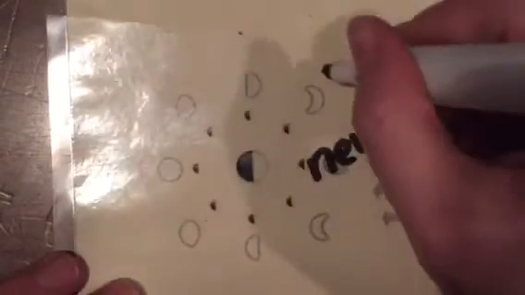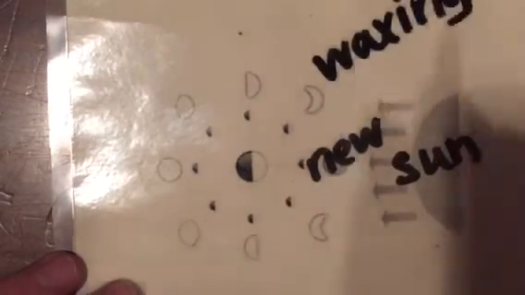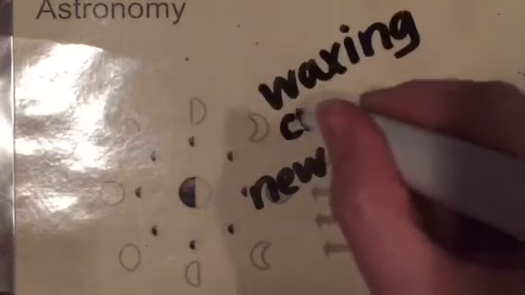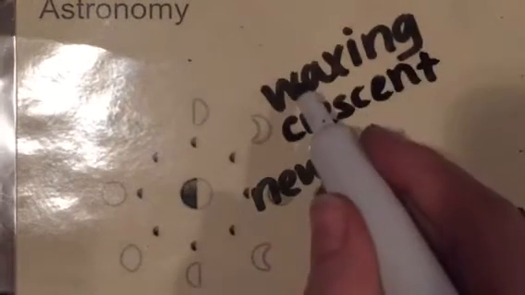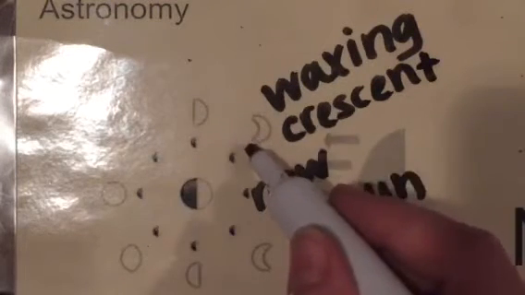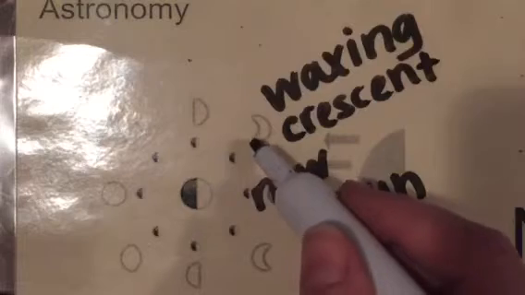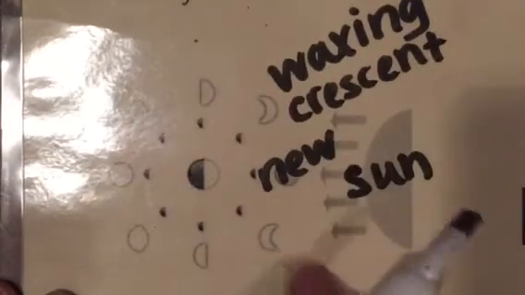The next phase is waxing crescent. Waxing means that the light is growing on the right side. Crescent means that the shape of the moon from our perspective looks like a backward or a forward letter C.